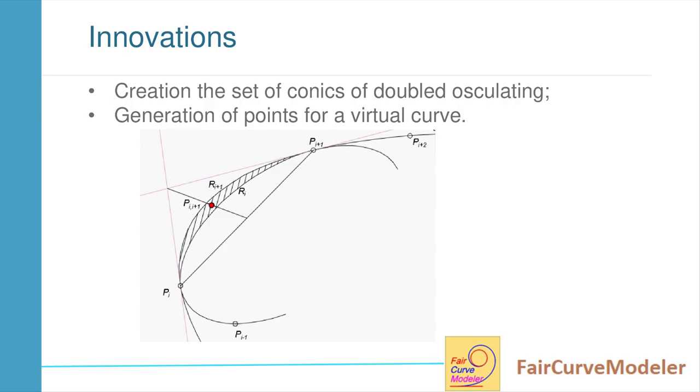The second innovation is an algorithm that generates points of a virtual curve, the V-curve, based on a spline constructed using a discrete set of double osculating conic curves. The V-curve method has the following important features. It gives the least number of extreme values of curvature.